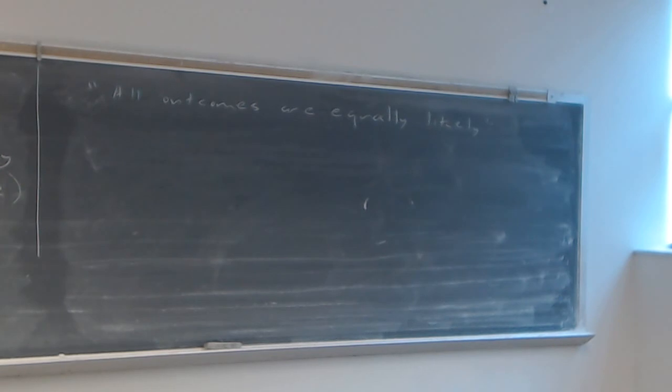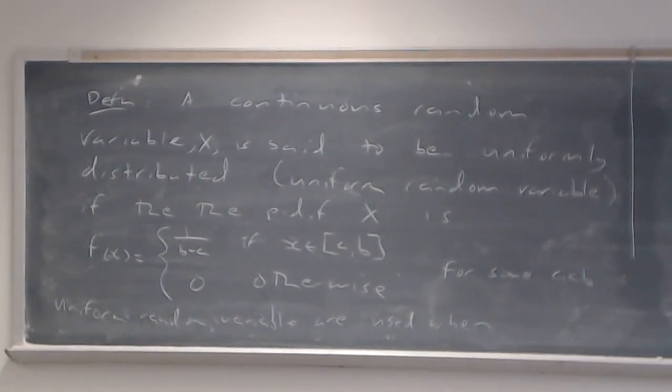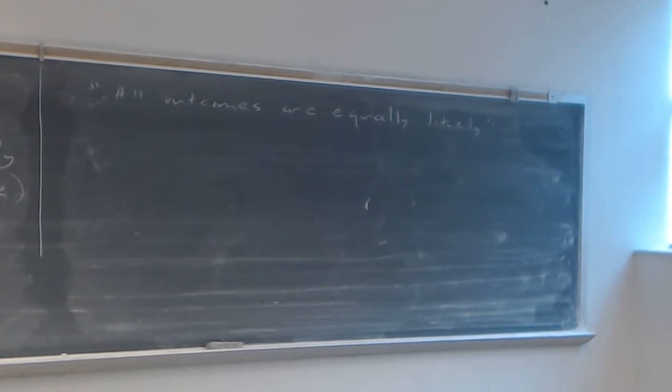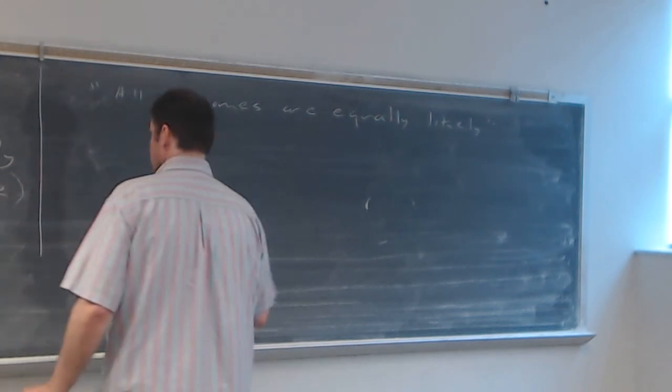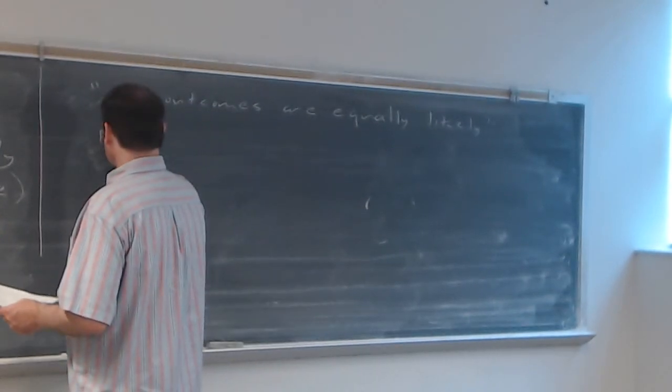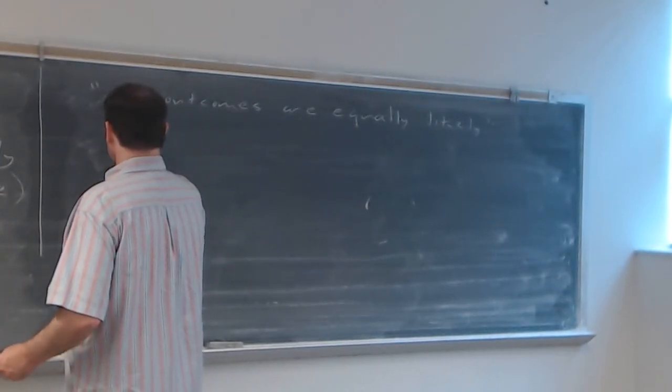Okay, so that's what I have. That was my definition for a uniform random variable, and then I had that idea of what it's used for, everything being equally likely. And I would like to show a few things about the uniformly distributed random variable.